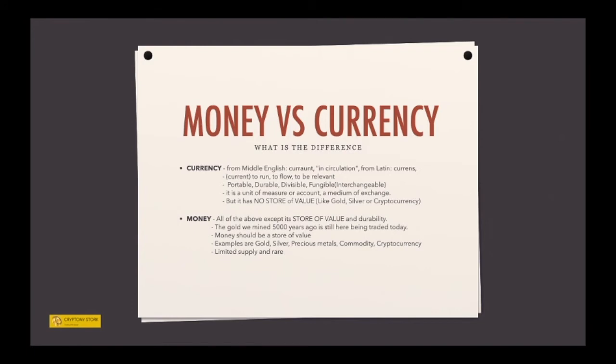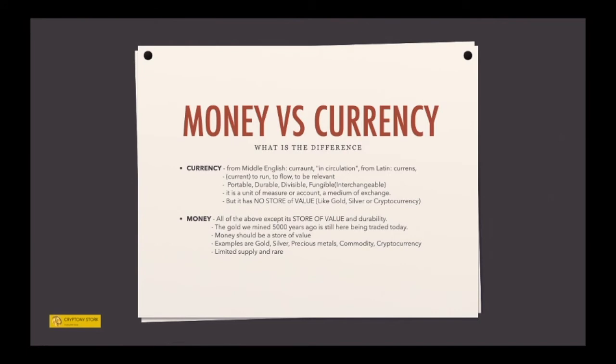That's what it does. It's a unit of measure. It's just a medium of exchange. But it has no store of value like gold, silver, and cryptocurrency. Because cryptocurrency is good as money. Money is like currency: portable, durable, divisible, and fungible. But it has store value. You can store value in it.